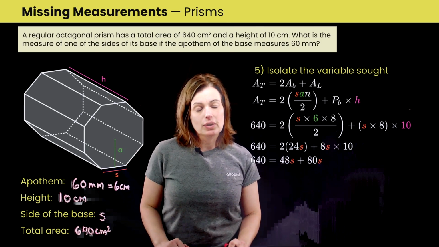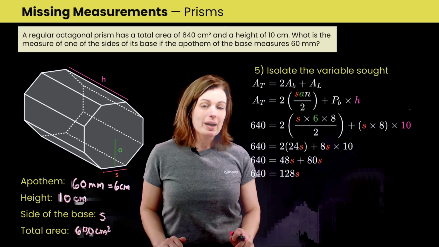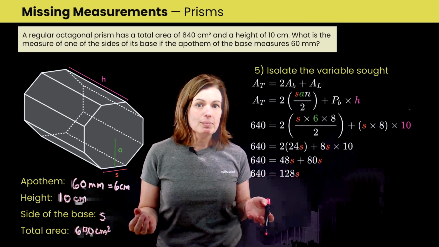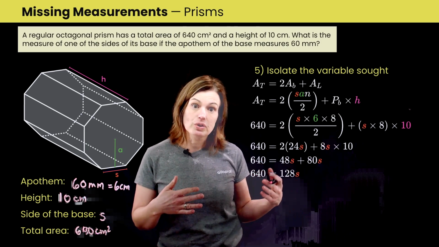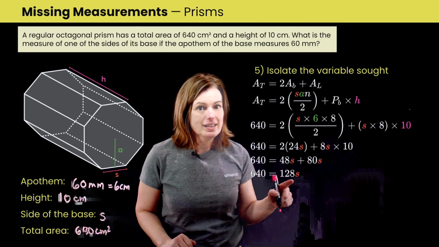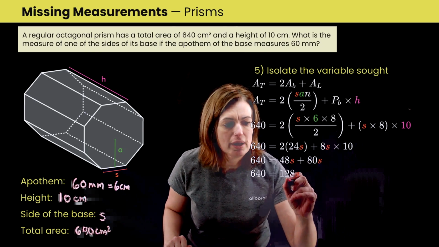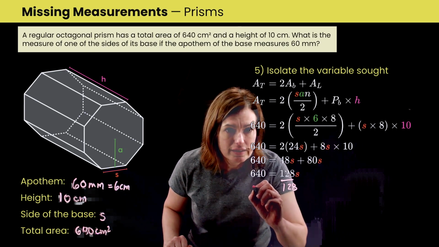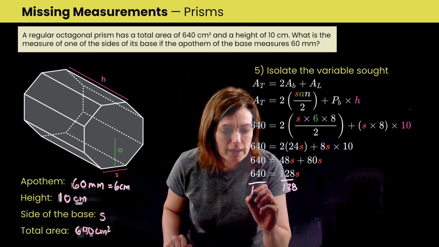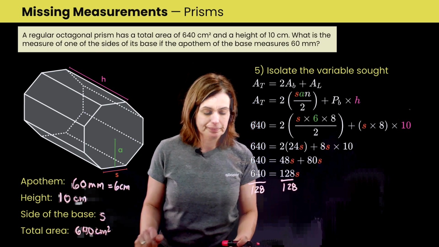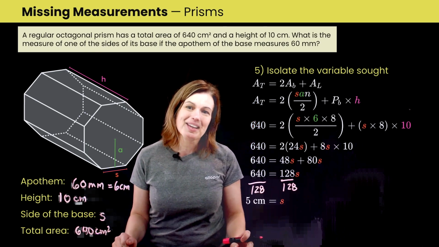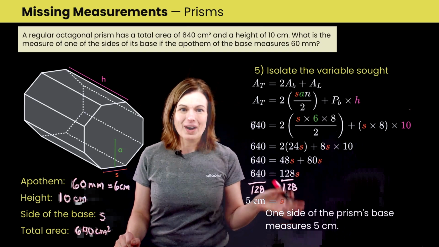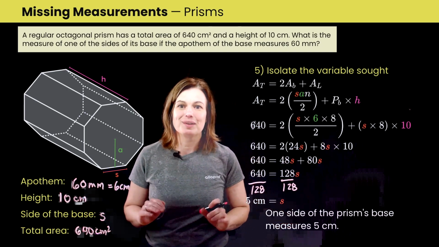So I've got to make sure that I reflect that here. When I add my 48S to my 80S, it gives me a total of 128S. So now my problem is reading 640 is equal to 128S. So to isolate that variable, I've got to remember, since it's multiplying by 128S, I'm going to have to divide this side by 128 right there. And since I did that over here, I'm going to have to come and divide 640 by 128 also. And when I do that, it gives me my side length of 5 centimeters. So one side of the prism's base measures 5 centimeters.